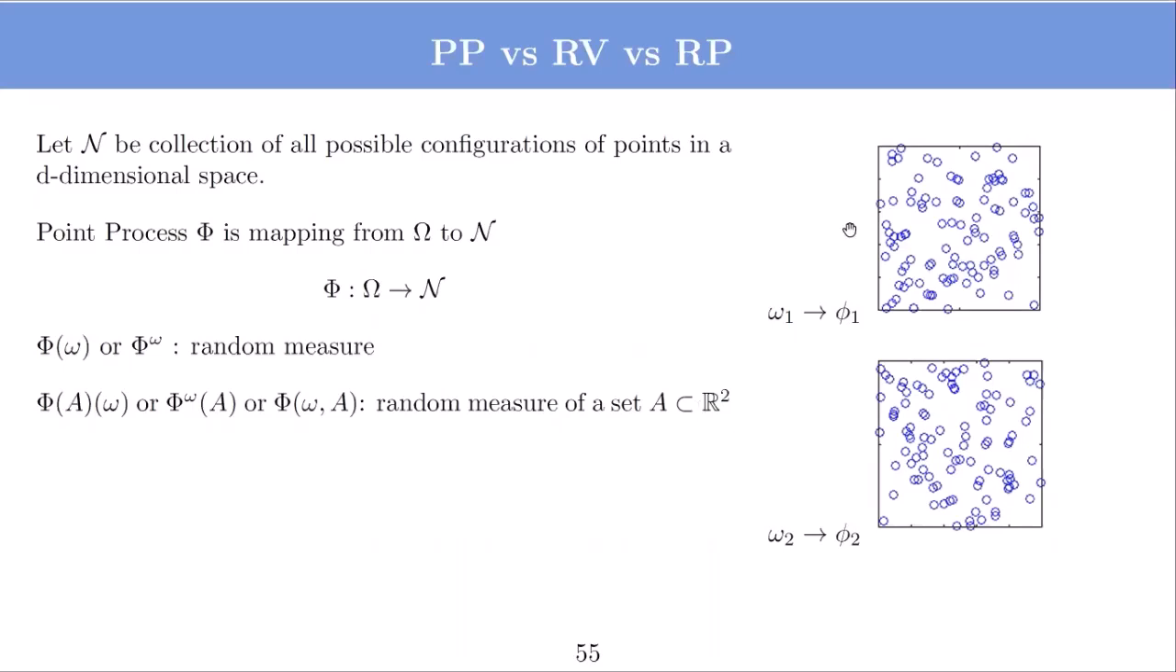So a point process is a function of two things. One is the outcome: for every outcome, you get a different object. The other is the set A: for every set, you get a different measure. If I fix the set A, I get different values for each realization, so that looks like a random variable. And if I fix omega and move over different sets A, I get different sizes for different sets, so that is just a measure.